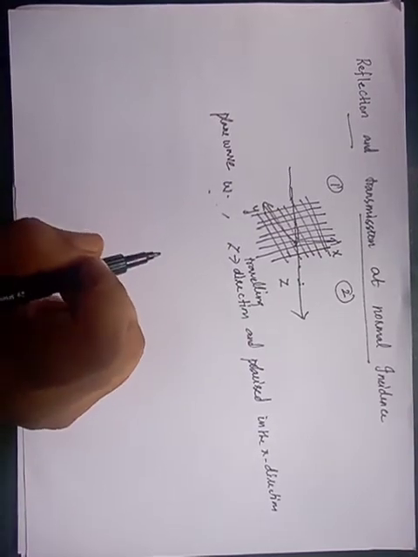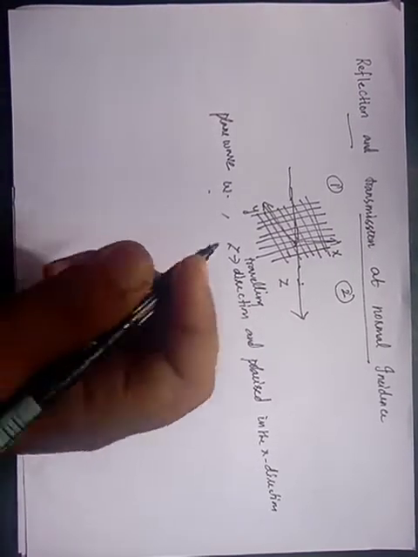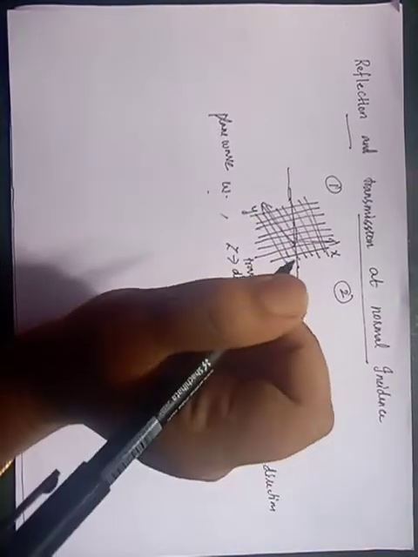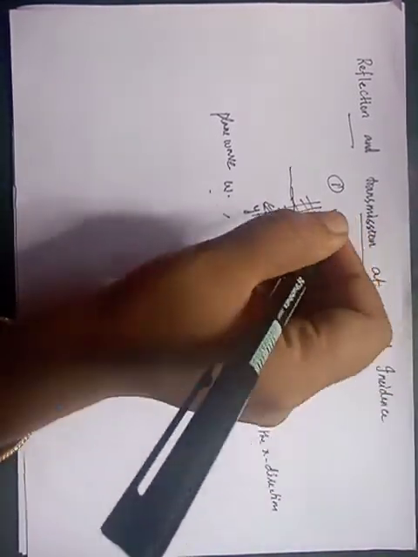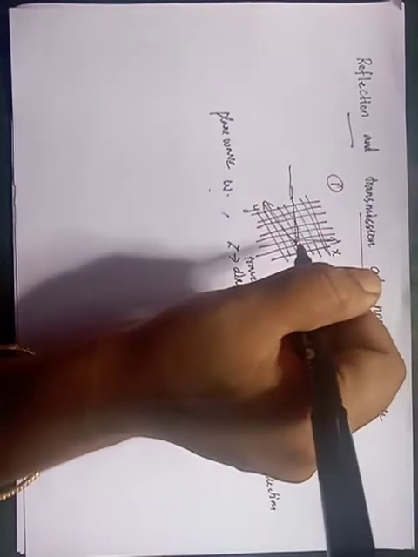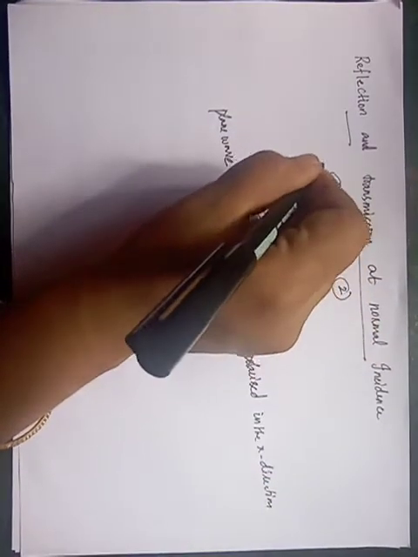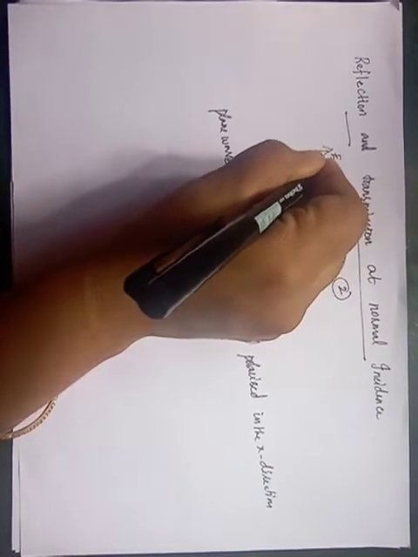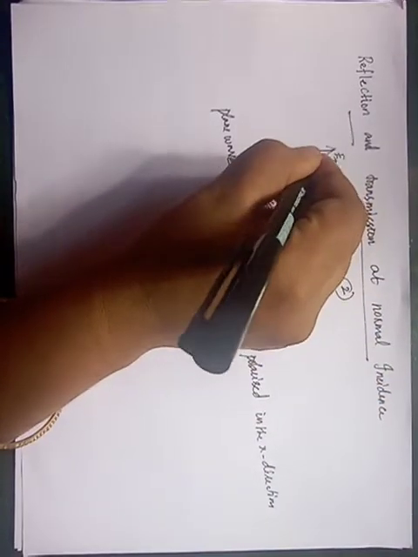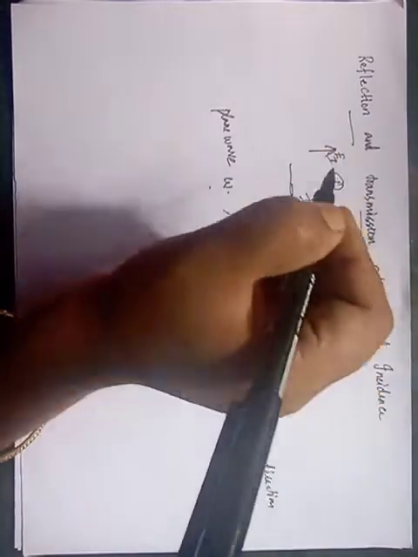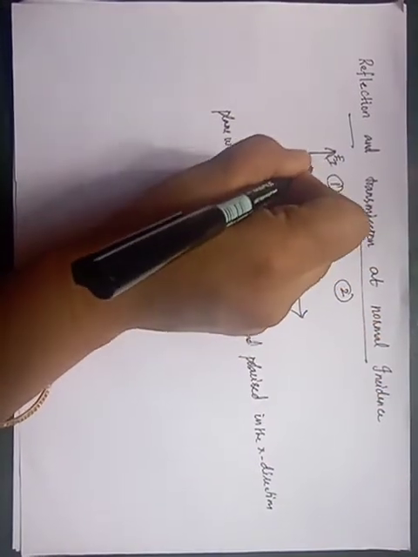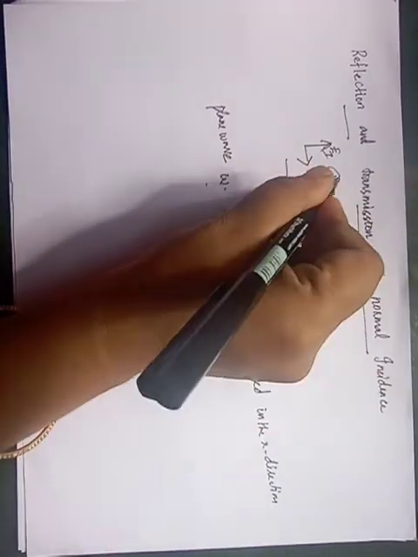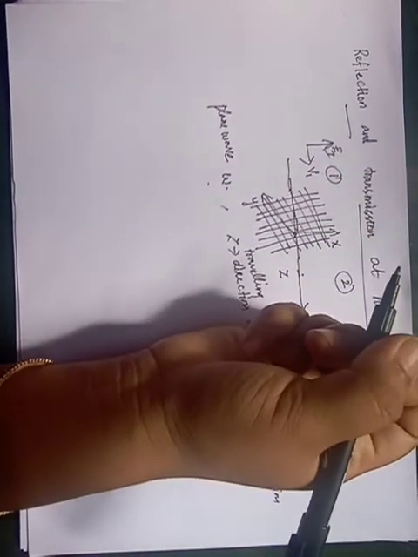Now we are going to write the incident electric field, incident magnetic field, reflected electric field, reflected magnetic field, and the transmitted electric field and transmitted magnetic field. Here the wave is going to be incident like this. So the incident electric field will be in this direction. Since it is polarized in the x direction, the electric field is along this direction, EI. And the velocity of the incident plane wave in medium 1 we are going to write as V1.